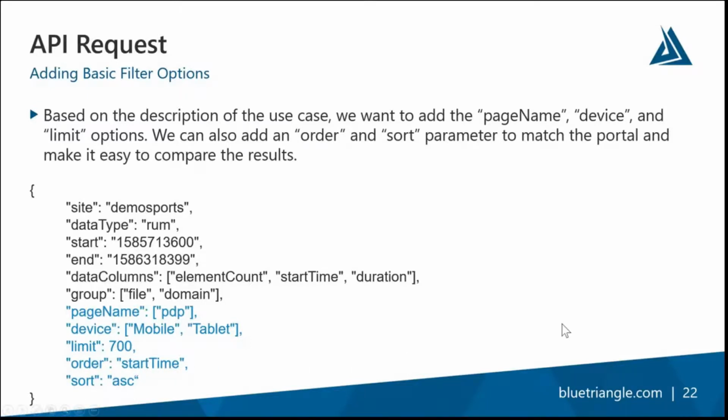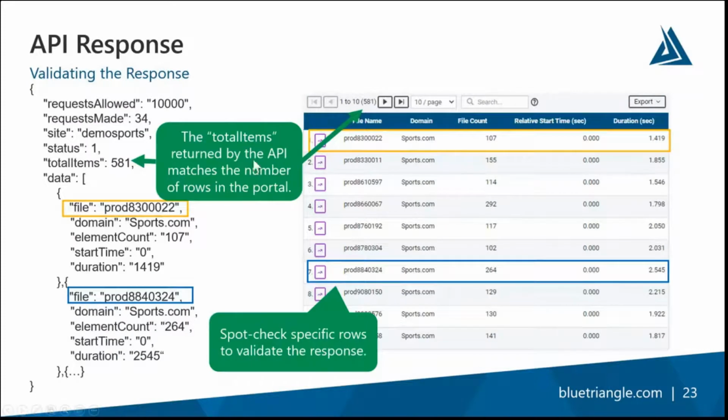So if we go to the next slide, we can actually compare the response from the API to what we see in the portal. And when we do that, we can see in the top section here, our total items, our total rows of data, is 581, and we can see that agrees with what we see in the portal for this table.